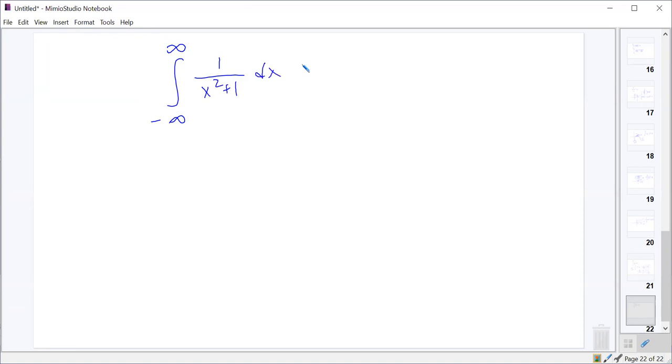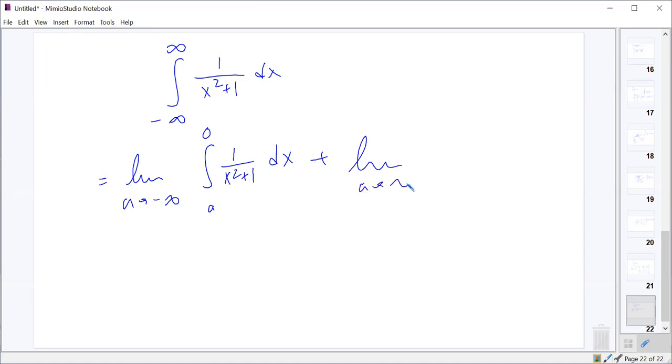So we can just split this in the middle. We'd say this is equal to the limit as a approaches negative infinity of the integral from a to 0 of 1 over x squared plus 1 dx, plus the limit as b approaches positive infinity of the integral from 0 to b of 1 over x squared plus 1 dx.